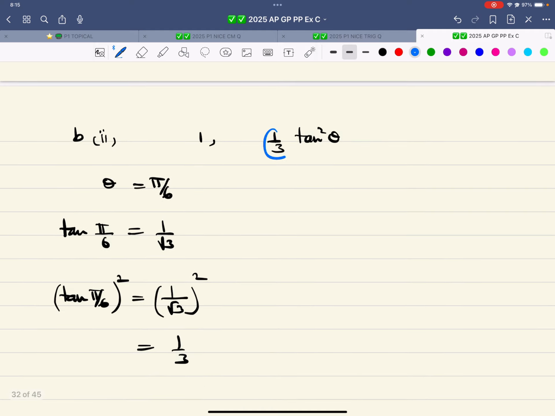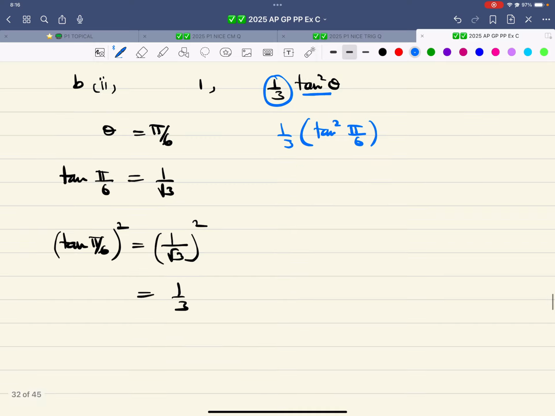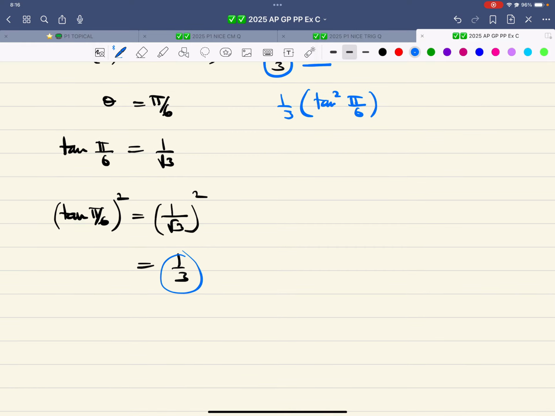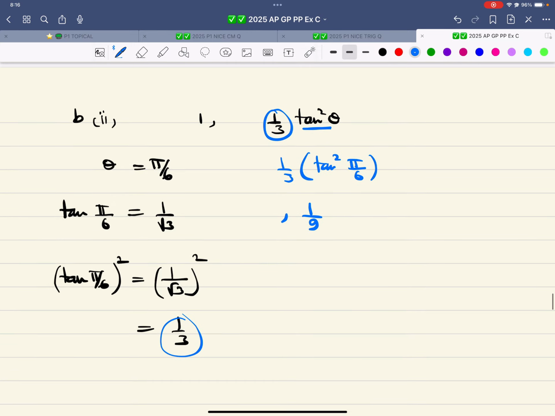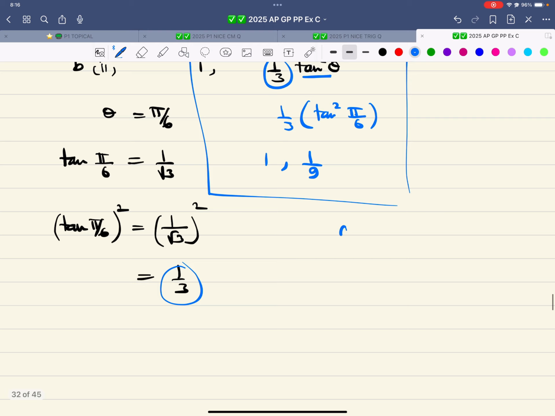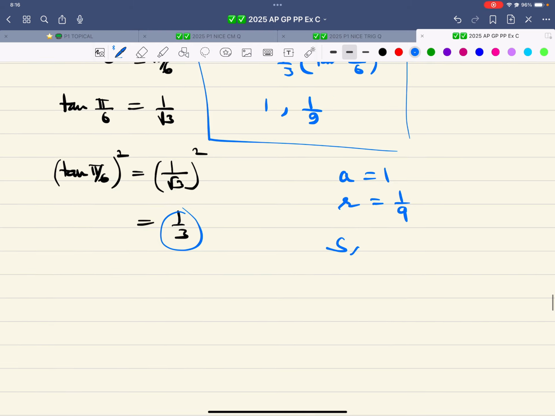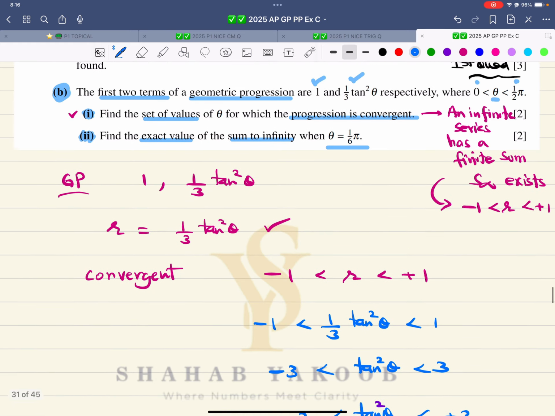And then we have 1/3 of tan square theta. So 1/3 of tan square pi/6, so 1/3 of 1/3, that is 1 over 9. All good, all clear. The first term is 1. So far so good. Common ratio is 1 over 9. Sum to infinity we are interested in.